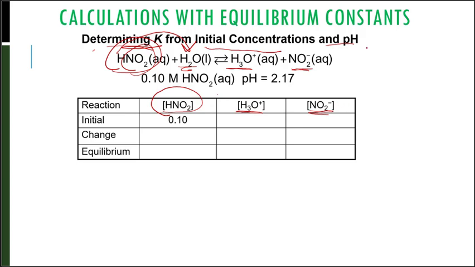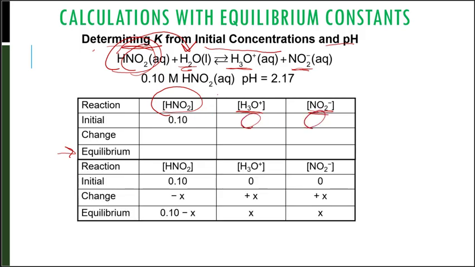In order to get K, we need to know the equilibrium concentrations of each of these species. So let's get there. We were told that we started with 0.1 molar of HNO2. That's our initial. And we know that initially we have no product formed. We know that stoichiometrically we lose reactant and we gain product. And therefore at equilibrium, here are our concentrations.